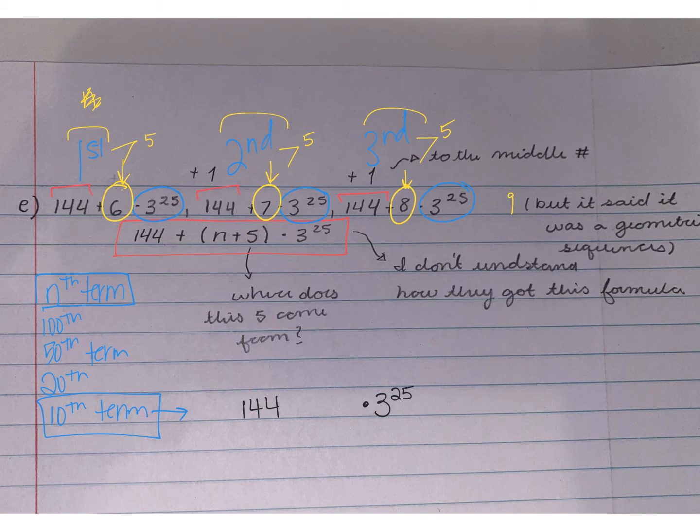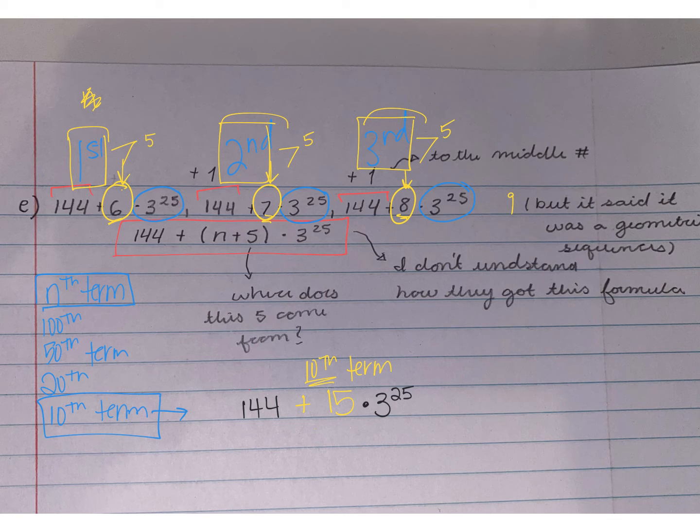So if I'm going to talk about being on the 10th term, I'm not going to put 10 of these 3 to the 25ths, right? Because if I look at, again, the first term, I put a 6. The second term, I put a 7. It's 5 more than wherever we're at. So the third term, we're going to get 8. So by the 10th term, we're going to have to put in 5 more than that, which would put us at 15. So we're going to put 15. So we're going to add 15 of those.